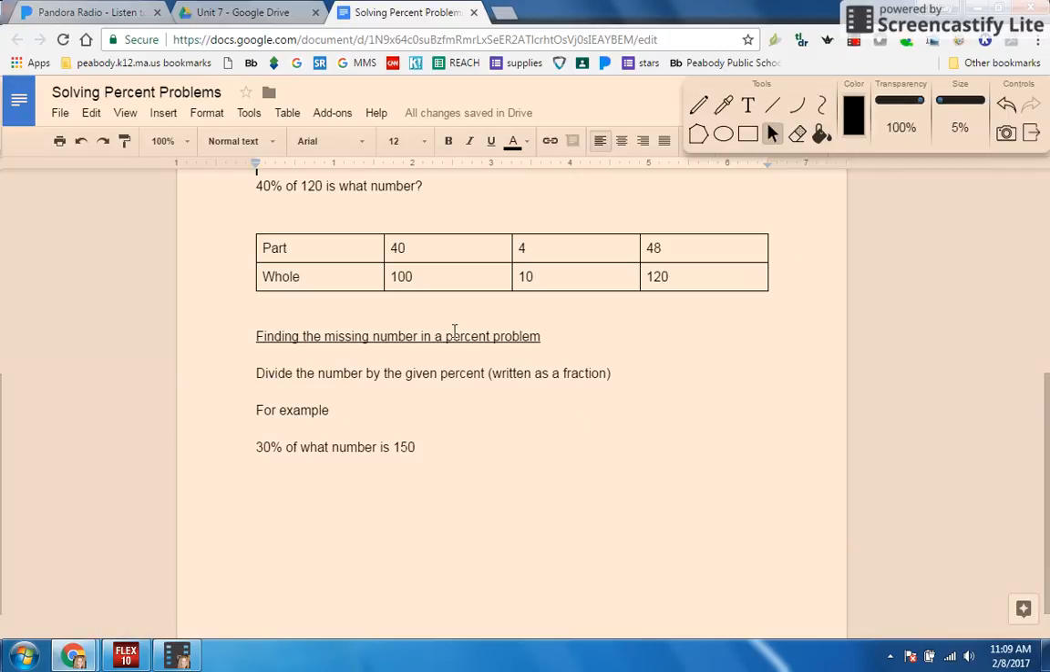So this says find the missing number in a percent problem. Divide the number by the given percent, written as a fraction. The number they give us is 150. So I'm going to write 150 over 1, written as a fraction. You divide the number by the given percent, so I'm going to divide it by the percent, written as a fraction as well. So 30% is 30 over 100.